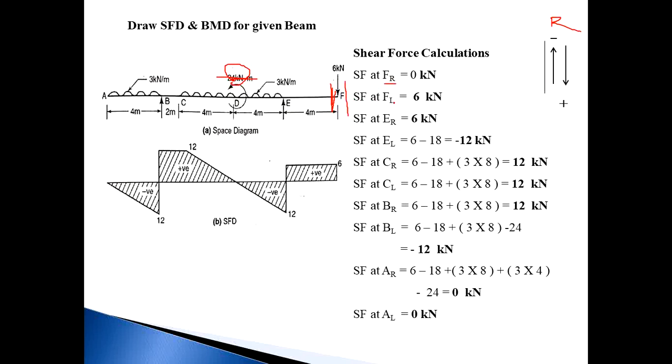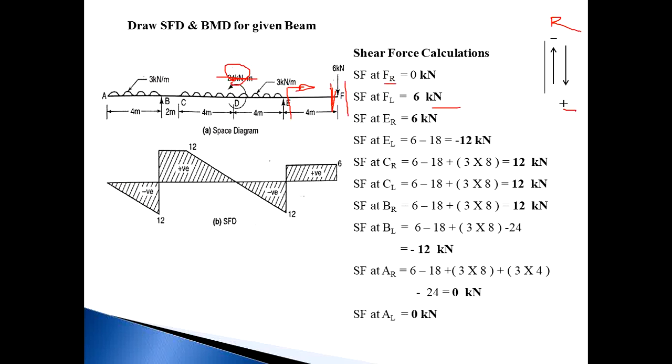So the total number of forces is 1, that is 6 kilonewton, and the direction of the force is downward. Downward force on the right side is positive, so SF at FL is 6 kilonewton. Then next, mark a section at point E just to the right and consider the right side of the section.